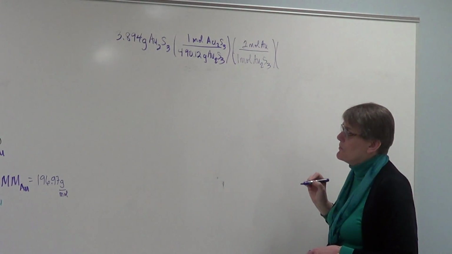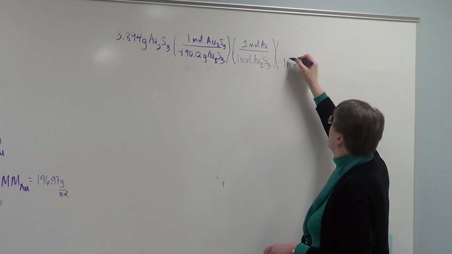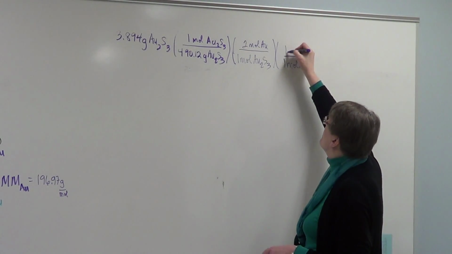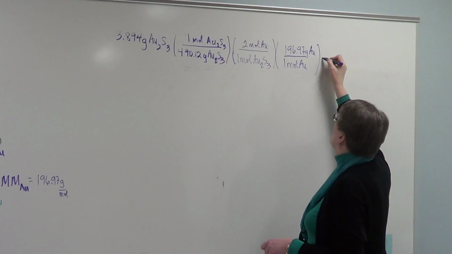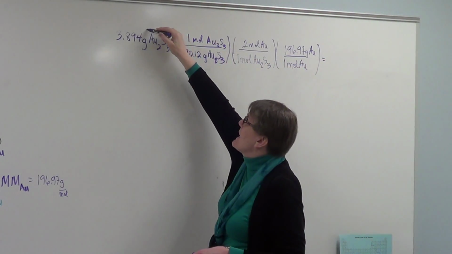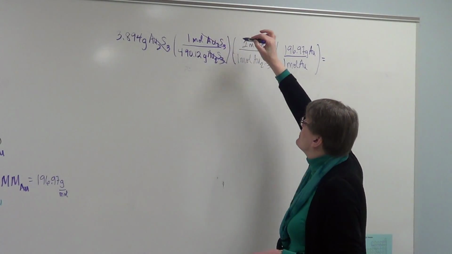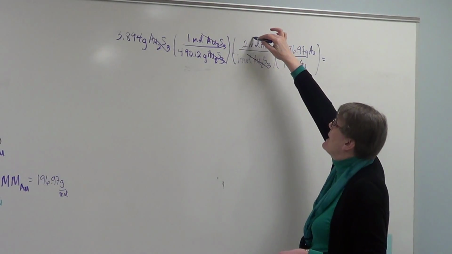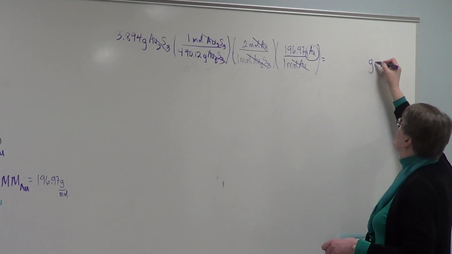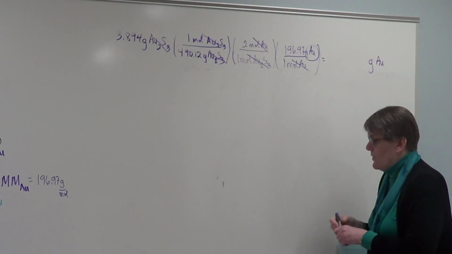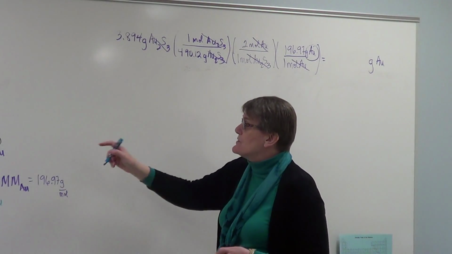And then convert moles of gold to grams of gold. So 1 mole of gold goes to 196.97 grams of gold. And so now my units should cancel: grams of gold sulfide with grams of gold sulfide, moles of gold sulfide with moles of gold sulfide, moles of gold with moles of gold. All I have left is grams of gold. I set up exactly the same conversion for hydrogen to gold.